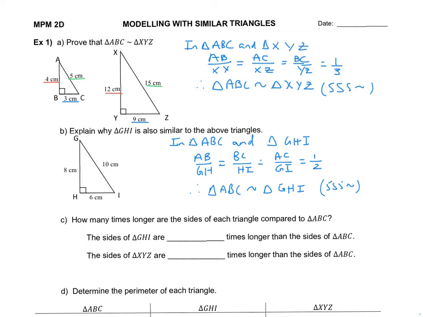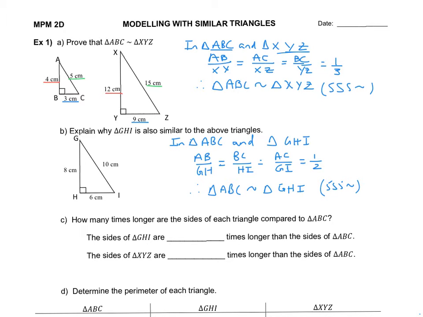I have written up my proofs using the side, side, side similarity theorem. I've used the smaller compared to the larger in each of these, so I had a ratio of 1 to 3 for one pair, and 1 to 2 for the second pair. You might have chosen to do it the other way around, and then you would just be switching the order of the triangles and side lengths, and you would have a 3 to 1 and a 2 to 1.